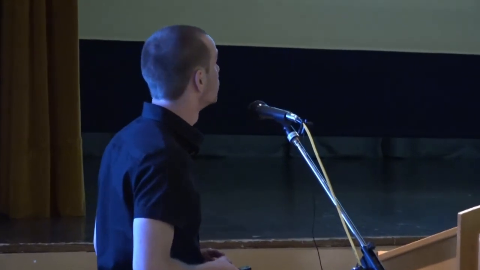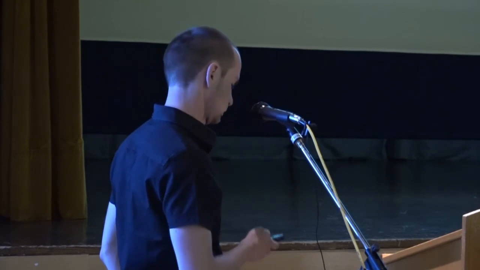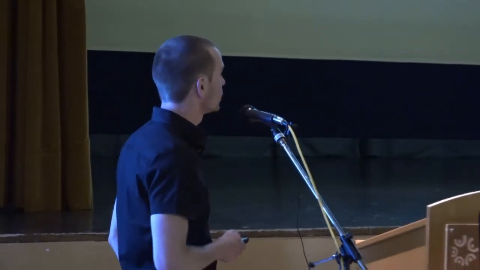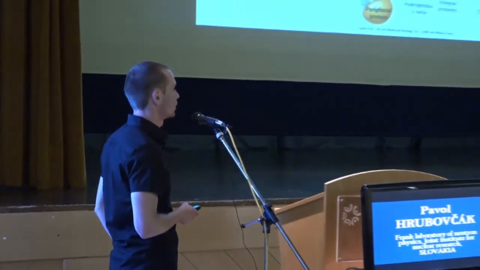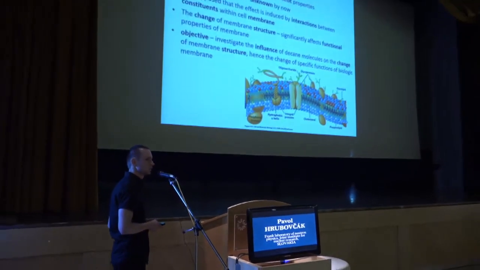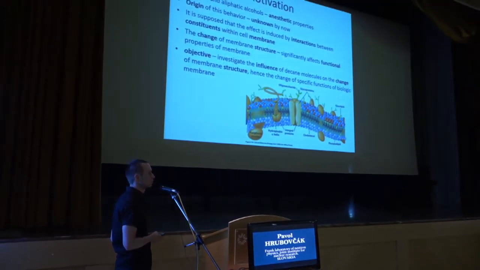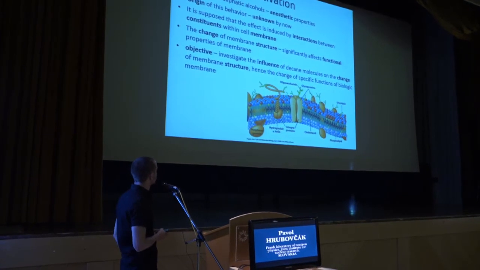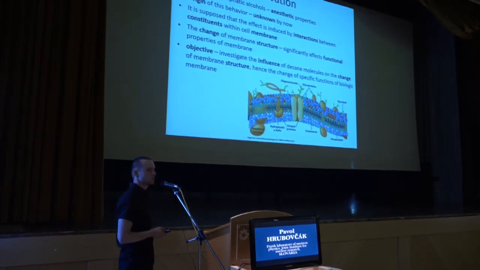Okay, thank you. I'm Pavel Hruboučák, and I came from the Joint Institute of Nuclear Research from Dubna, near Moscow. And I would like to introduce you to our study, which was devoted to the location of general anesthetics in model membranes. Alkanes, as well as aliphatic alcohols, are well known for their anesthetic properties, but the origin of this anesthetic effect is still unknown. It is supposed that it could be induced by the interactions between the constituents within the membrane.